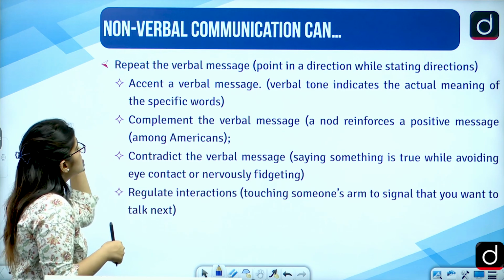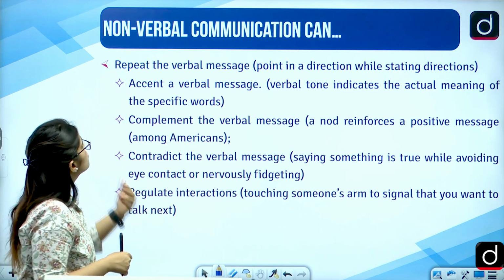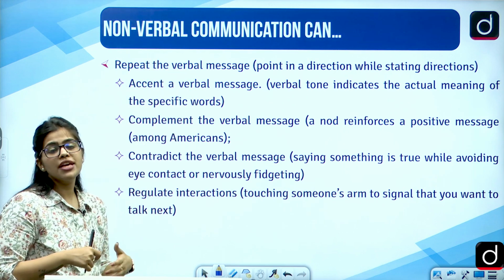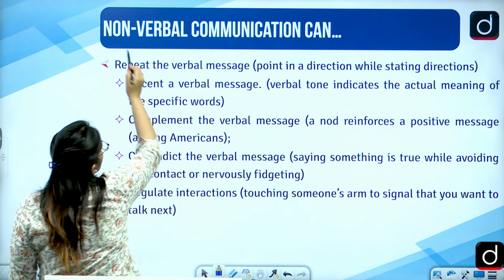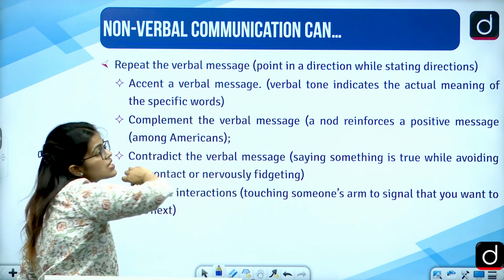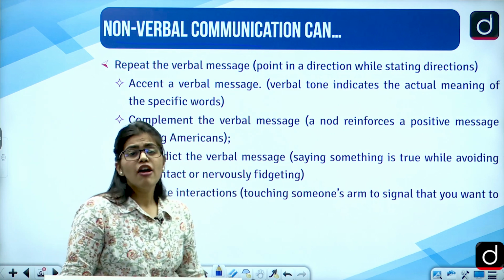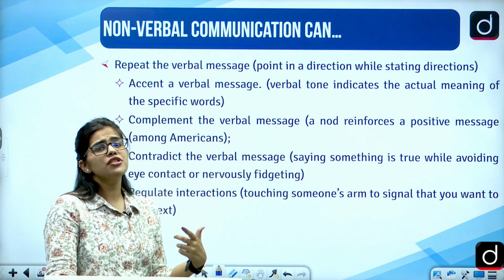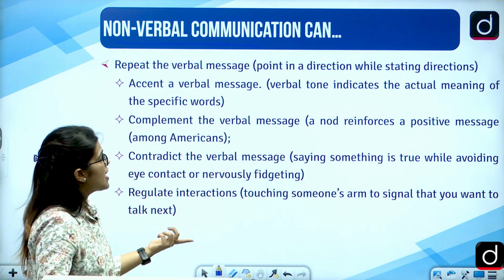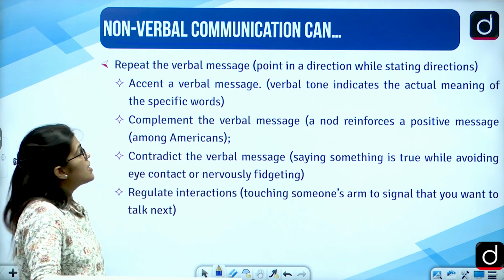Now, to repeat the verbal message, what can non-verbal communication do? Non-verbal communication can repeat the message again and again. For example, just by pointing at the picture, you put more emphasis on that particular thing. You point in a direction while stating the directions.